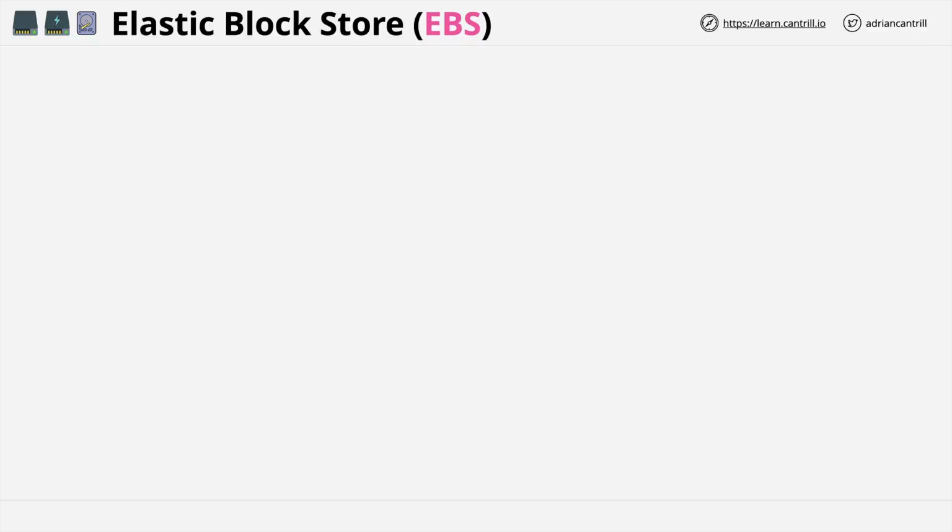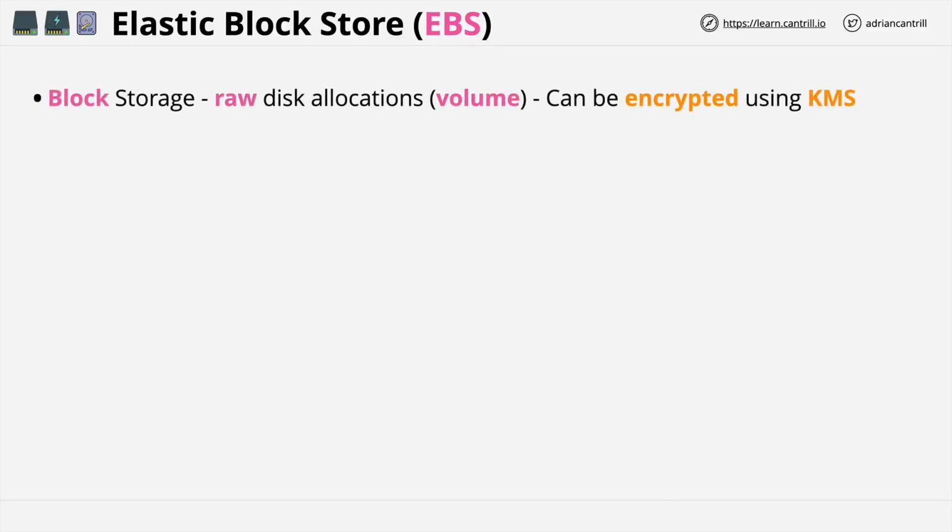EBS is a service which provides block storage. Now you should know what that is by now. It's storage which can be addressed using block IDs. So EBS takes raw physical disks and it presents an allocation of those physical disks, and this is known as a volume, and these volumes can be written to or read from using a block number on that volume.